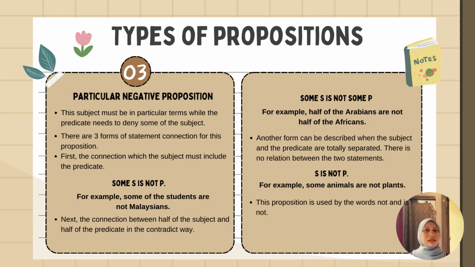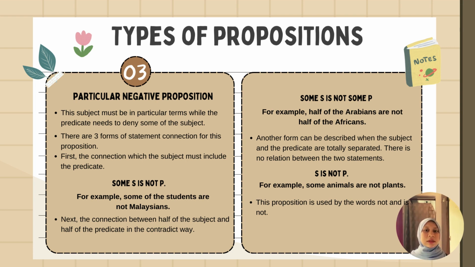Next, the third type of proposition is the particular negative proposition. The subject must be in particular terms, while the predicate needs to deny some of the subject. There are three forms of statement connection for this proposition. First, the connection in which the subject must include the predicate. The formula is some S is not P.